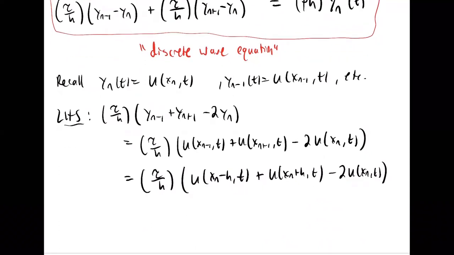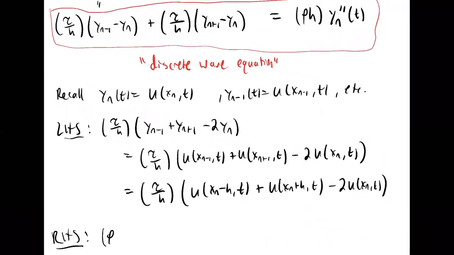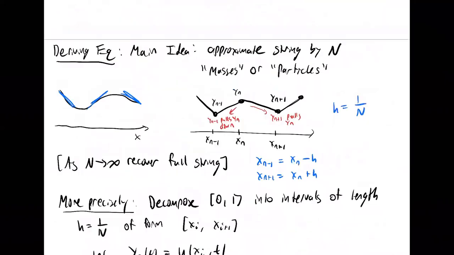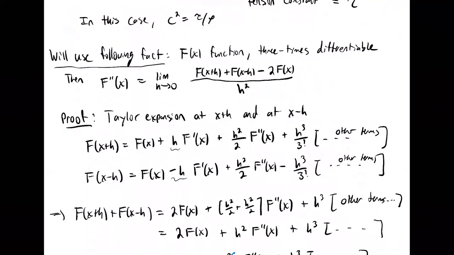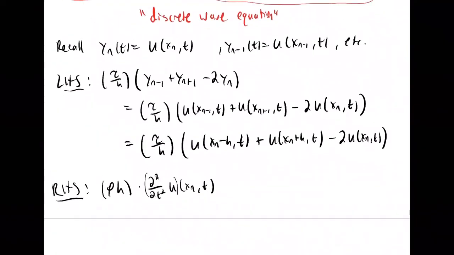And then on the right-hand side, what do we have? You can see we have rho times h. Rho is the density constant, h is just this separation parameter. And then we just have the second derivative with respect to t of u evaluated at the point xn at time t, right? And so this is the discrete version of the wave equation, because on the left-hand side you have this difference quotient, which looks a lot like the second derivative we calculated up here using the Taylor series approximation. And on the right-hand side, you have the second derivative with respect to t.